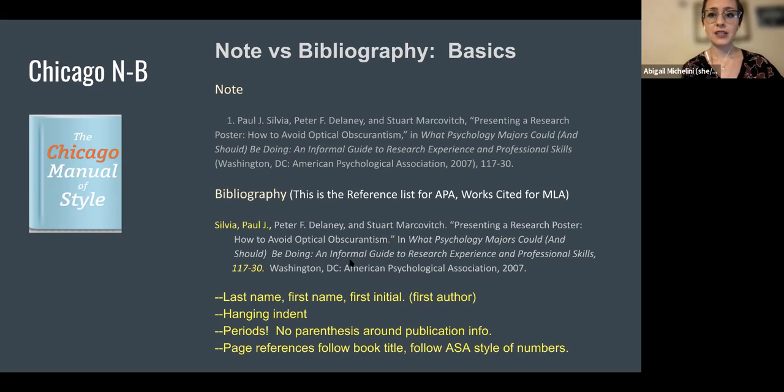And then the page references follow the book title. All right, so the pages, instead of being at the end, they follow the book title here, and they follow the ASA style of numbers. So all those weird rules about numbers, you got to look it up in Chicago Notes Bib too. Okay, any questions on this one? Especially right here.